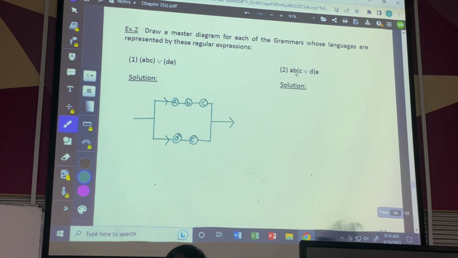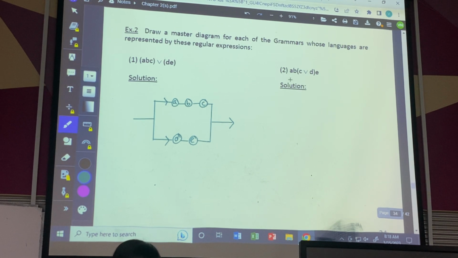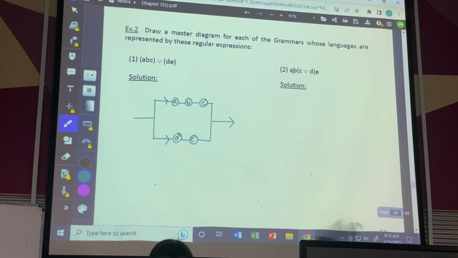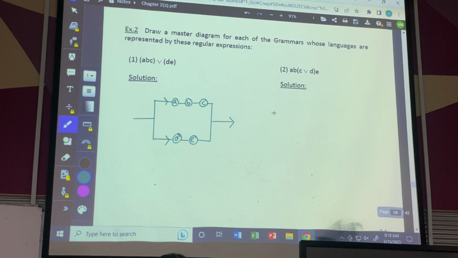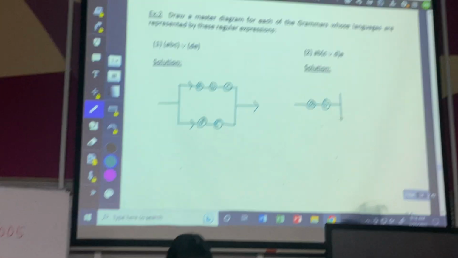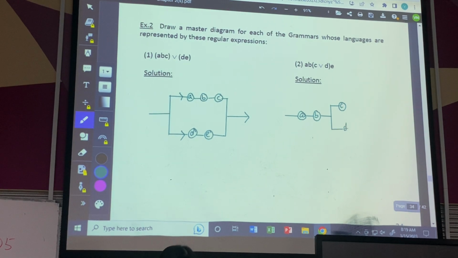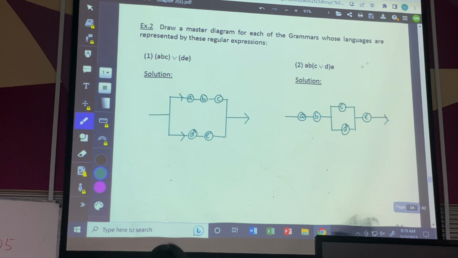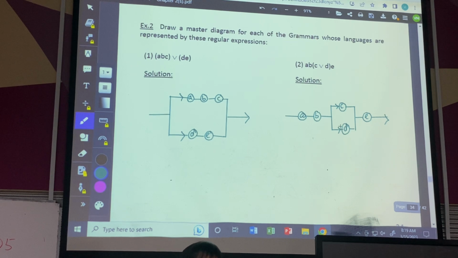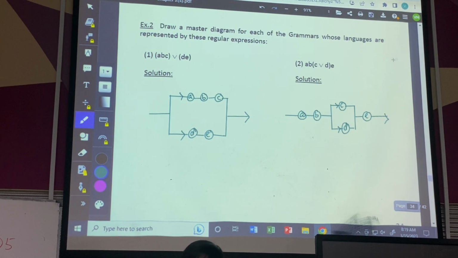Okay, second one. If you have AB, and then a bracket C or D, E, how do we want to draw this? Whenever the AB has no asterisk, it means that you must go through the AB. Same also for the E, and also C or D. Okay, so this is alternative. So then we will draw one line. Pass through the AB first, followed by the alternate between C or D, then go to E. The C, D is the alternative way, so you can go through once only, either C or D.